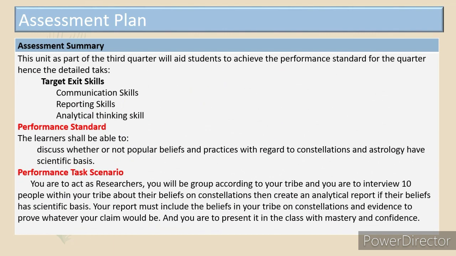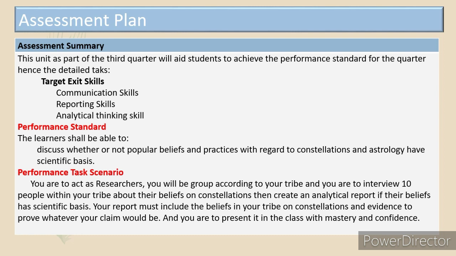Next, we have the assessment summary. So this unit, as part of the third quarter, will aid students to achieve the performance standard for the quarter, hence the detailed tasks. Before that, the target exit skills for this unit will be communication skills, reporting skills, and analytical thinking skills. So the performance standard: the learners shall be able to discuss whether or not popular beliefs and practices with regard to constellations in astrology have a scientific basis.